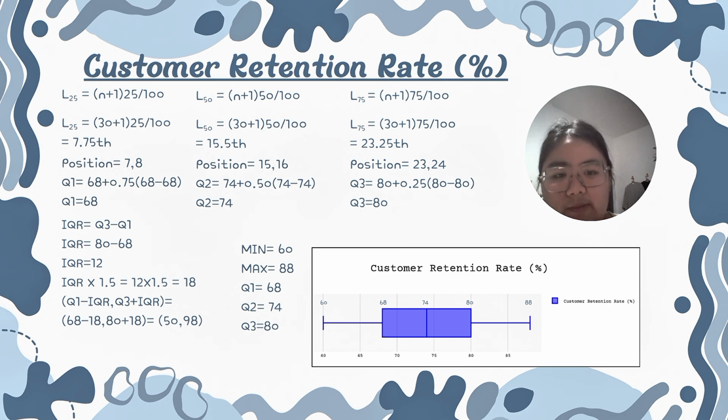So in this box plot, there are no outliers, as all the scores are between 60% and 88%. In conclusion, this shows that most customers have retention rates between 68% and 80%, and overall the responses are fairly consistent and high. So that's it for my part.